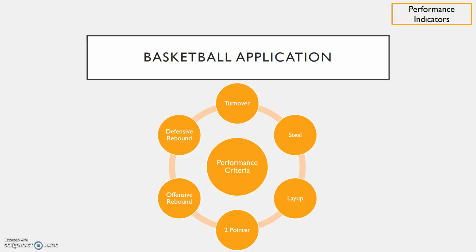A forward, and in particular a power forward's performance criteria might be looking at both 2 and 3-pointers, as well as layups. They focus less on dribbling and more on driving and shooting outside. The 5 performance indicators that I'm going to be focusing on for a power forward to perform successfully are offensive and defensive rebounds, turnovers, steals, layups, and 2-pointers.